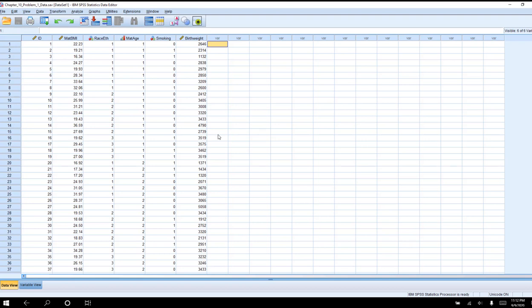Using our data set, we want to test whether there are differences in infant birth weight among subjects grouped by maternal smoking status.